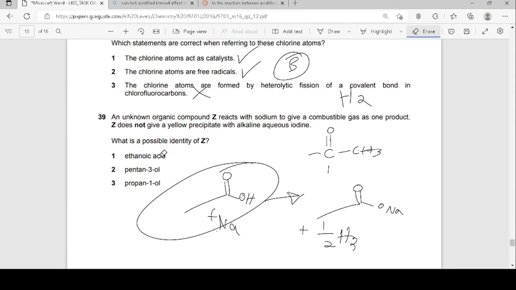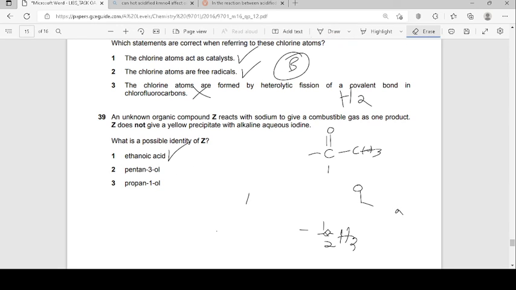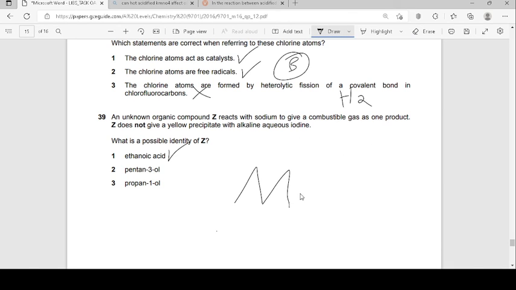So this is right actually. This could be a possible identity of Z. Now let's check out pentan-3-ol. So 1, 2, 3, 4, 5 carbon atoms, and then over here OH. Obviously, because OH will react with sodium, so you get sodium alkoxide, and then you will get hydrogen gas.